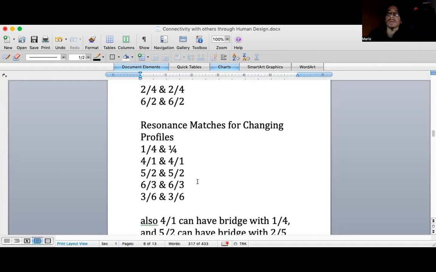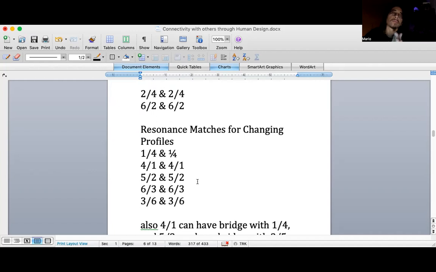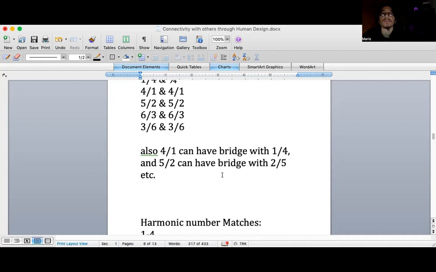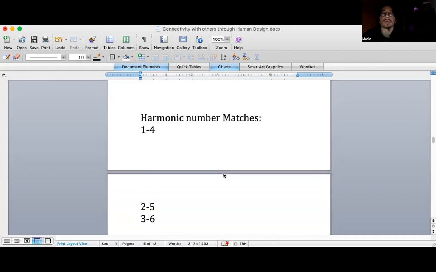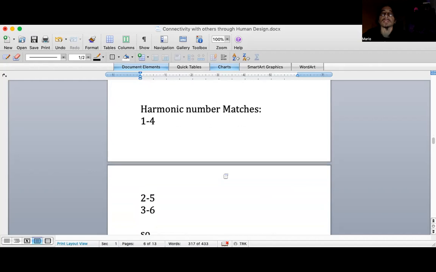Now, when I talk about resonance or harmonic, I'm talking about a bridge, and this is a bridge between the two. This is like a match, a bridge, a connection between two people. Whatever connection, friendship, relationship, whatever. Now, I already showed the harmonic number matches. I wanted to show them again. So it's 1 harmonizes to the 4, 2 to the 5, and 3 to the 6.